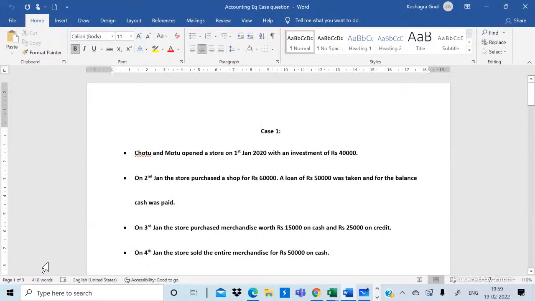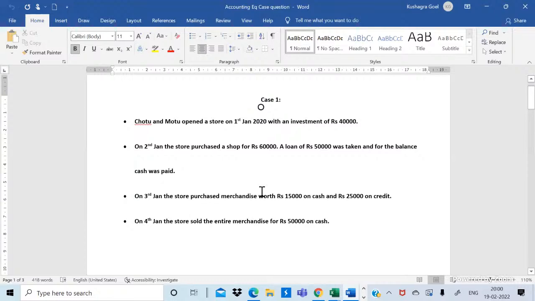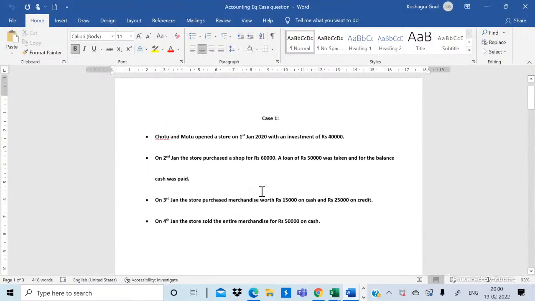I hope you have these caselets and the respective solutions. Do you have them? Okay, fine, great. So you have it. Fine. So let's look at these caselets.